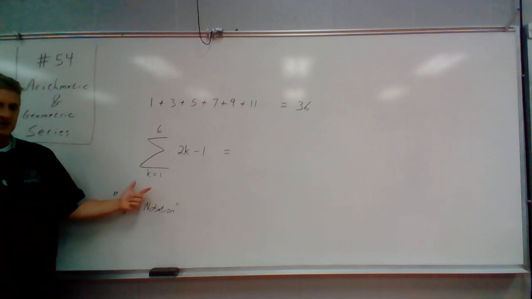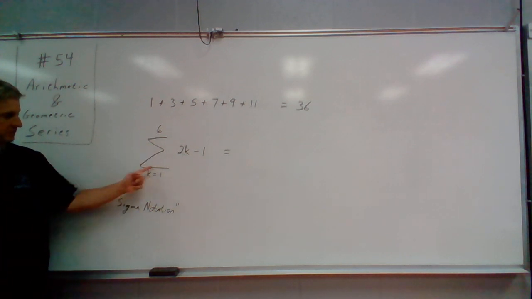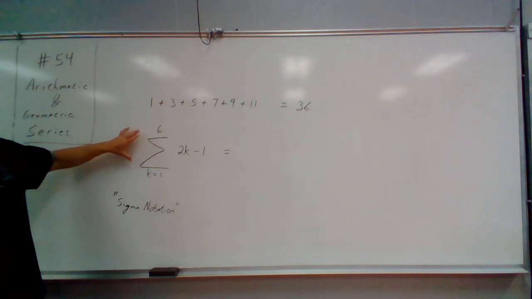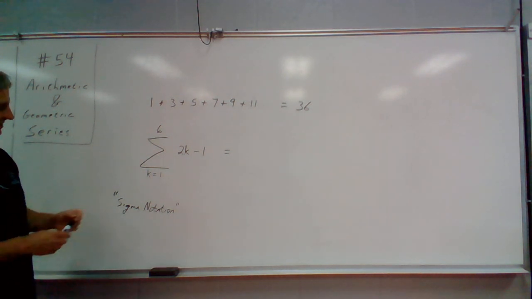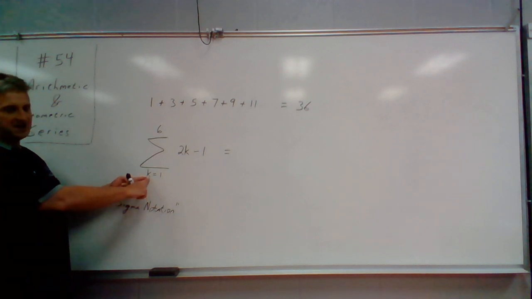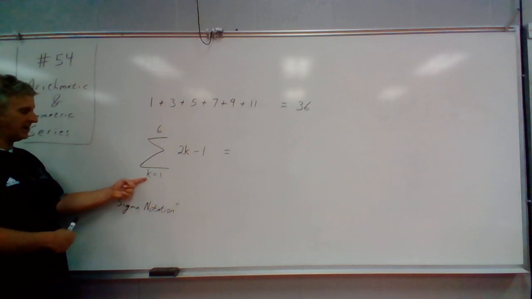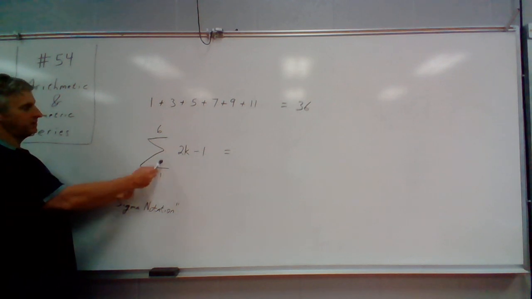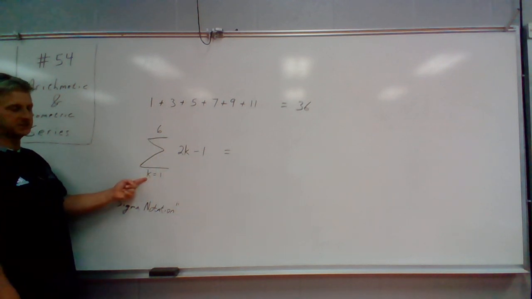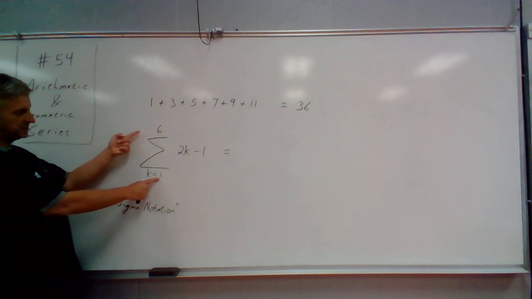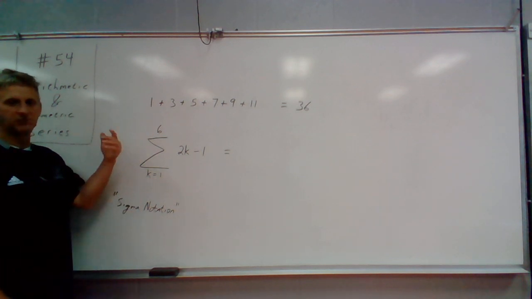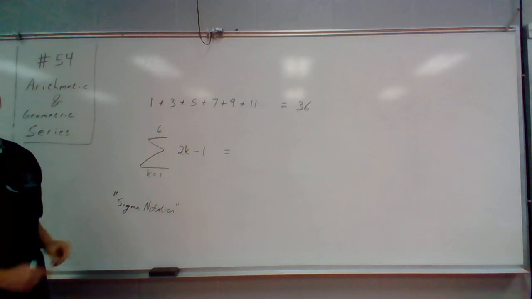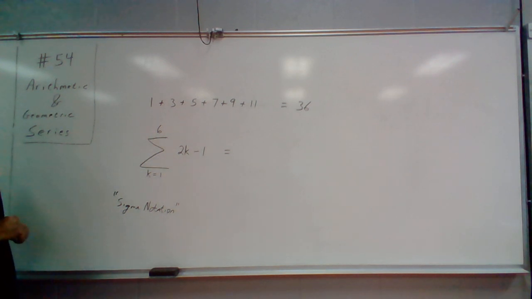This is called sigma notation. This is just a Greek letter called sigma. So this is sigma notation. All right, so this is how this works. This K is just a counting device. It's just like a little counter. And our counter is going to start at 1, and it's going to go all the way to 6. So we're going to let K start at 1 and go to 6. So 1, 2, 3, 4, 5, 6. So we know there's going to be 6 terms in this series.